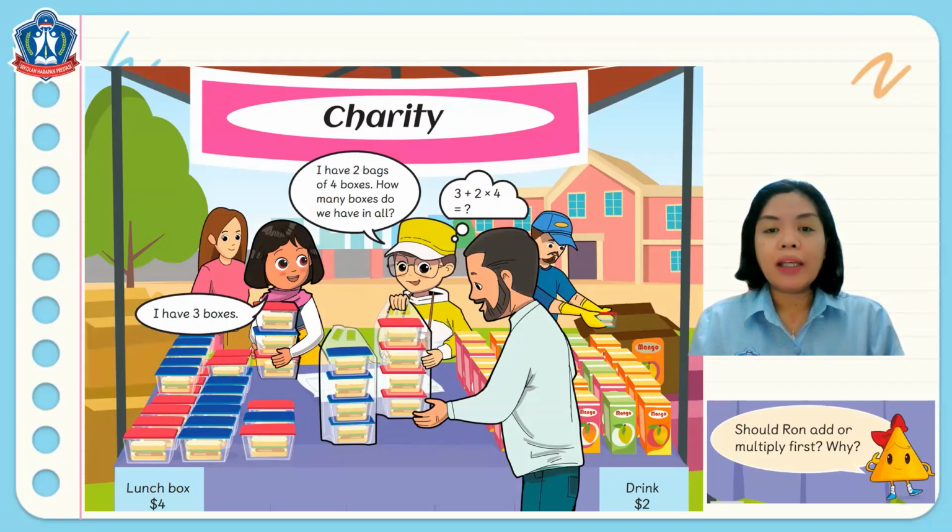To calculate, as you can see, we have a number sentence here: 3 plus 2 times 4. So should you add or multiply first? What do you think? Add or multiply? If you know the answer, you can share that during our class, okay?